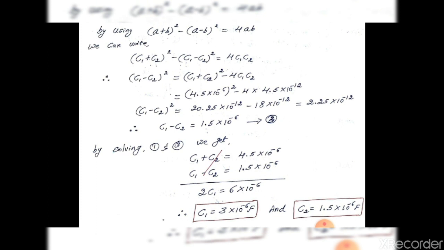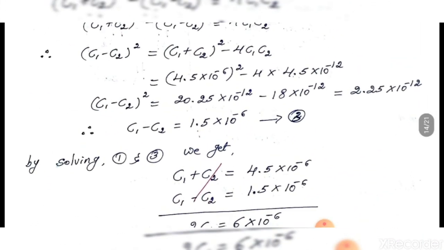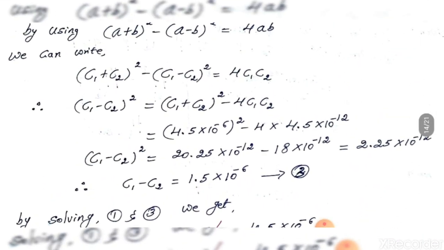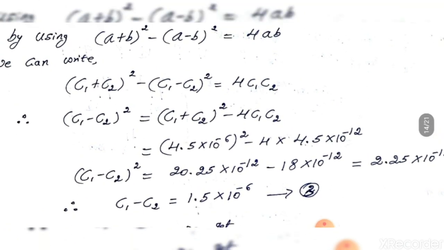The important thing is to remember this formula. It is the most important formula when you are going to find individual physical quantities: A plus B whole square minus A minus B whole square gives rise to 4AB.